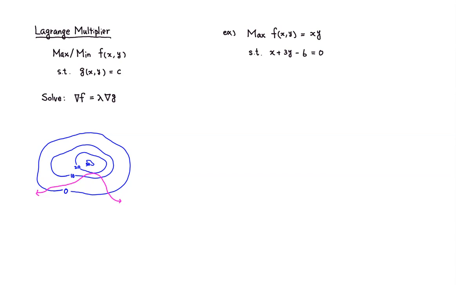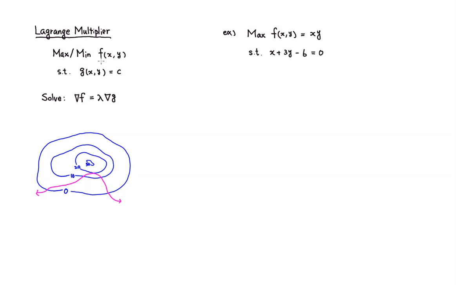All right, let's look at the Lagrange multiplier method. So the problem is this. We want to either maximize or minimize a function of two variables, but there's one more constraint satisfying this constraint here, g of x y equals c. Then we want to find the maximum or minimum.